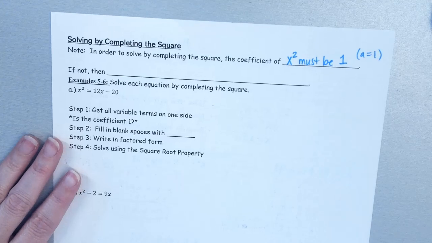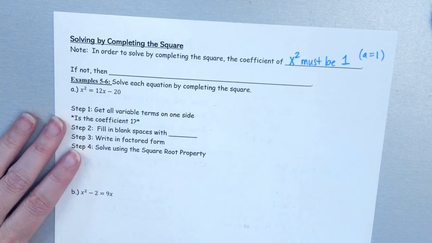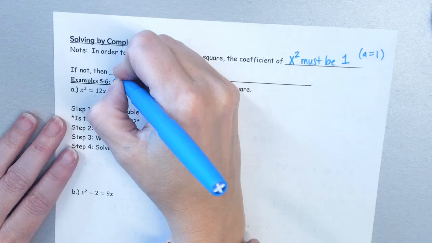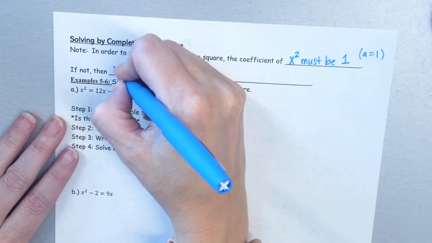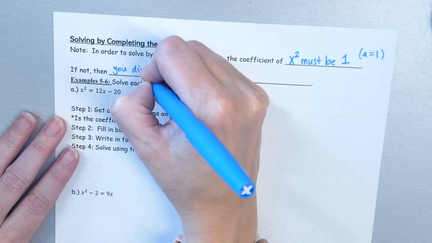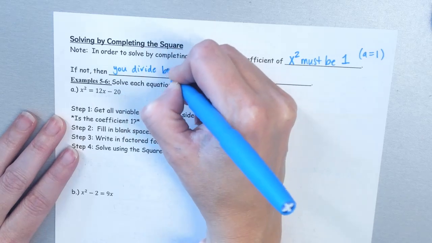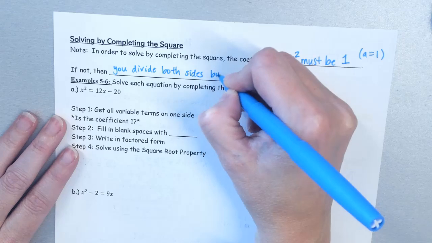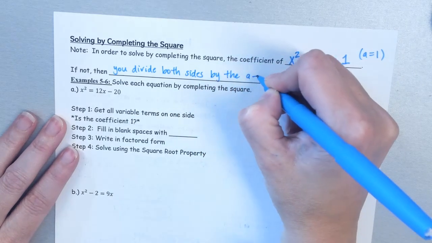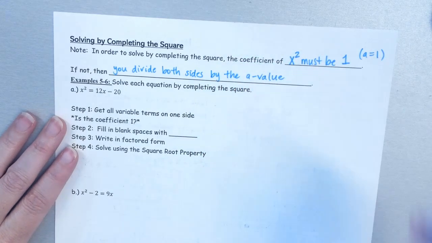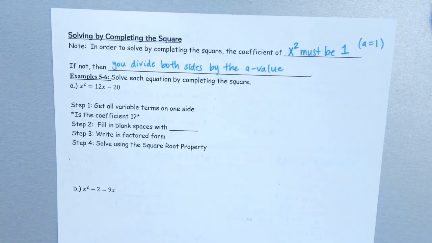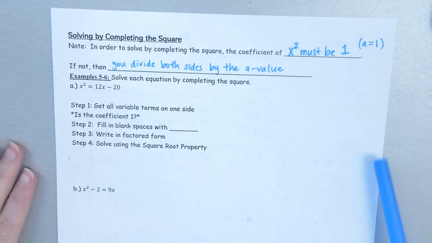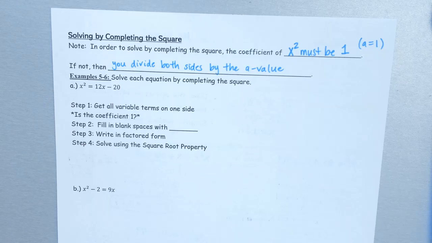If a is not 1, you need to divide both sides by the a value. So if the a value was 2, you divide both sides by 2. If it was negative 3, you divide everything by negative 3.